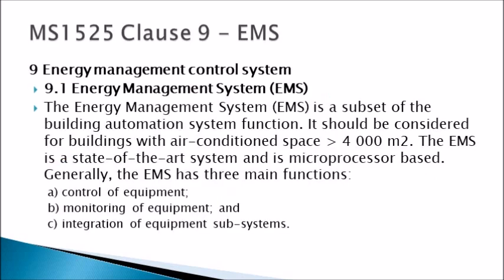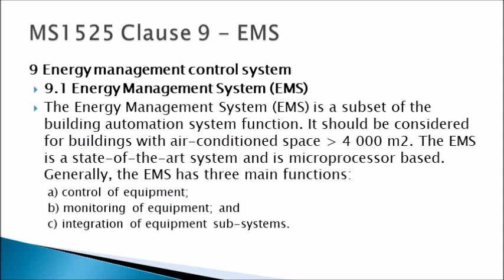In MS1525 in clause 9, energy management system, specifically on the control system, is being mentioned in clause 9 under the heading of energy management control system, and subclause 9.1. The energy management system is a subset of the building automation system function. It should be considered for buildings with air-conditioned space of more than 4,000 square meters. The EMS is a state-of-the-art system and is microprocessor based.